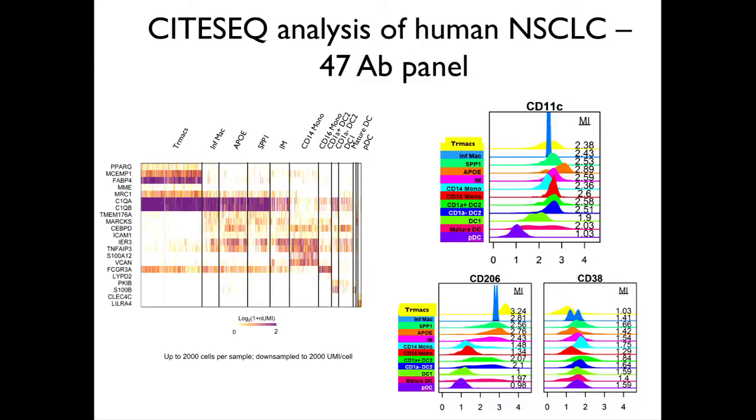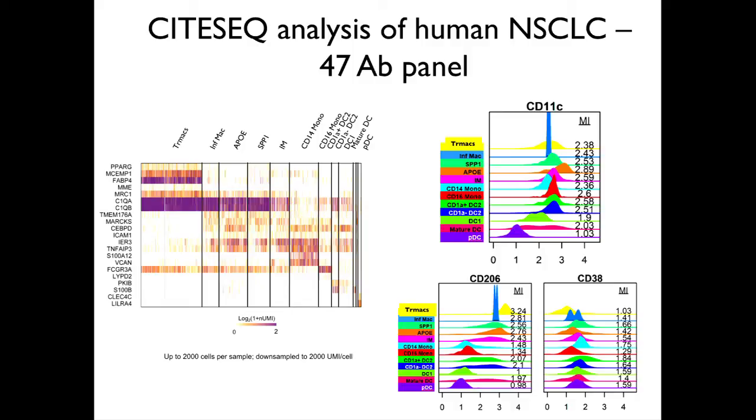So we were able to go back to our non-small cell lung cancer lesions, and we now analyze the entire immune cell compartment using both transcriptomics and the 47 antibody panel. So we can now gate on these clusters that we believe are quite similar to the embryonic macrophage cluster that we identified in mice, and then really assess its phenotype. So, for example, here, this cluster that we think refers to this tissue-resident macrophage expresses CD11c, expresses CD206, doesn't express CD38.